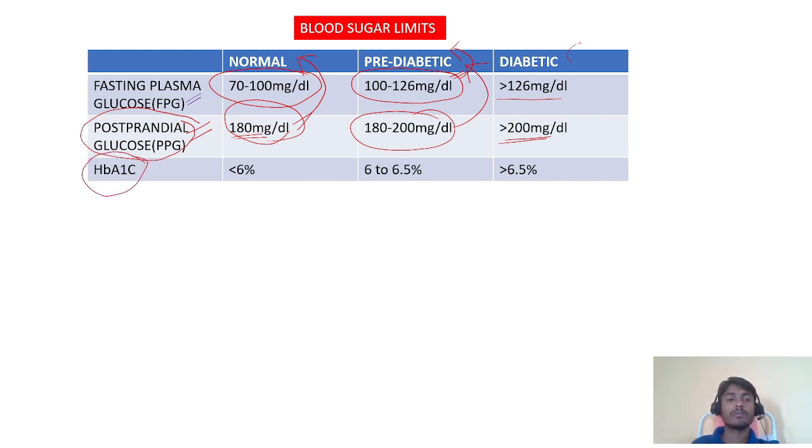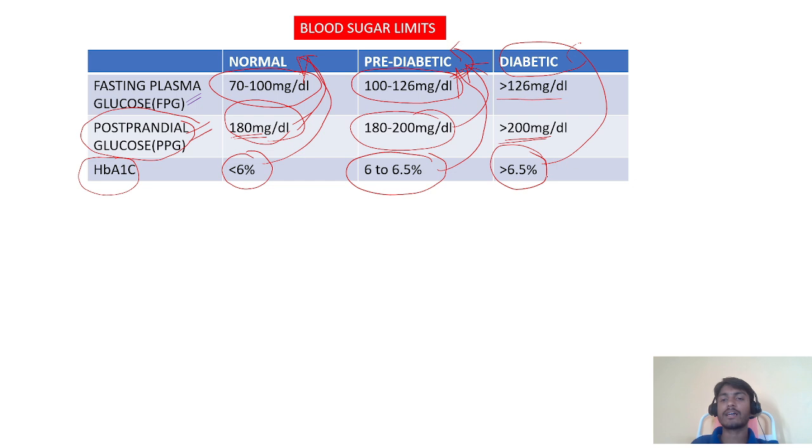HbA1c is nothing but hemoglobin estimation, meaning how much glucose is bound to the hemoglobin. This is a test by which we can determine whether it is a diabetic or non-diabetic patient. If the percentage is less than 6%, then it is normal. If it is 6 to 6.5, then it is a pre-diabetic condition. If the percentage of HbA1c is greater than 6.5, then only we can call it a diabetic condition.